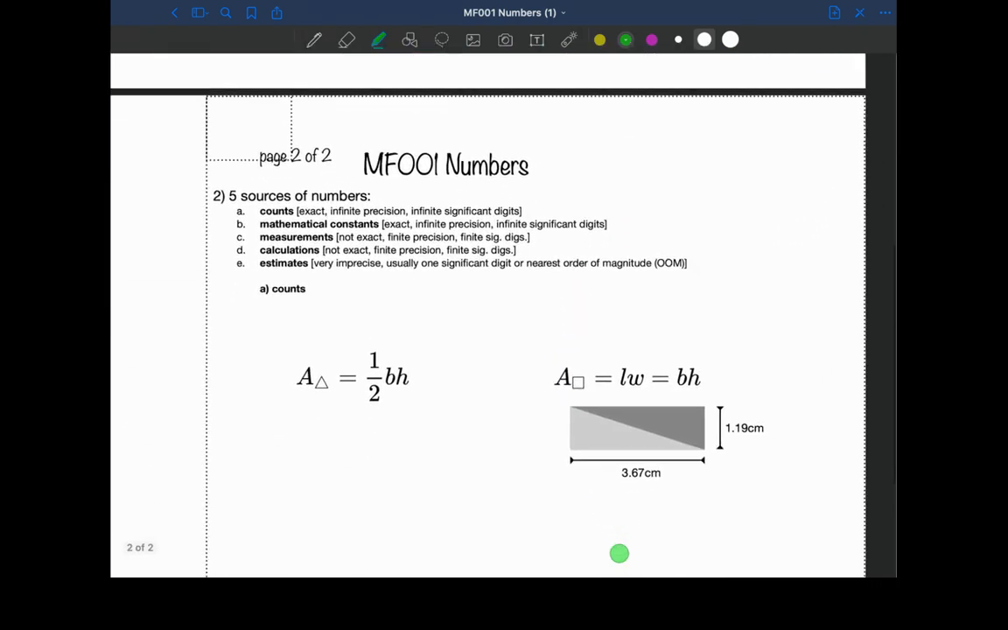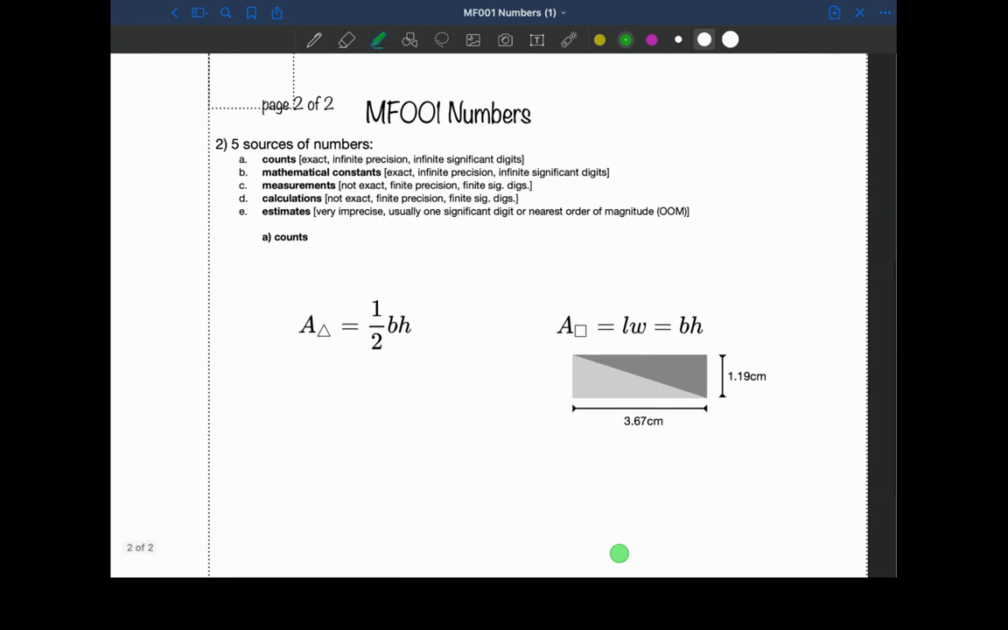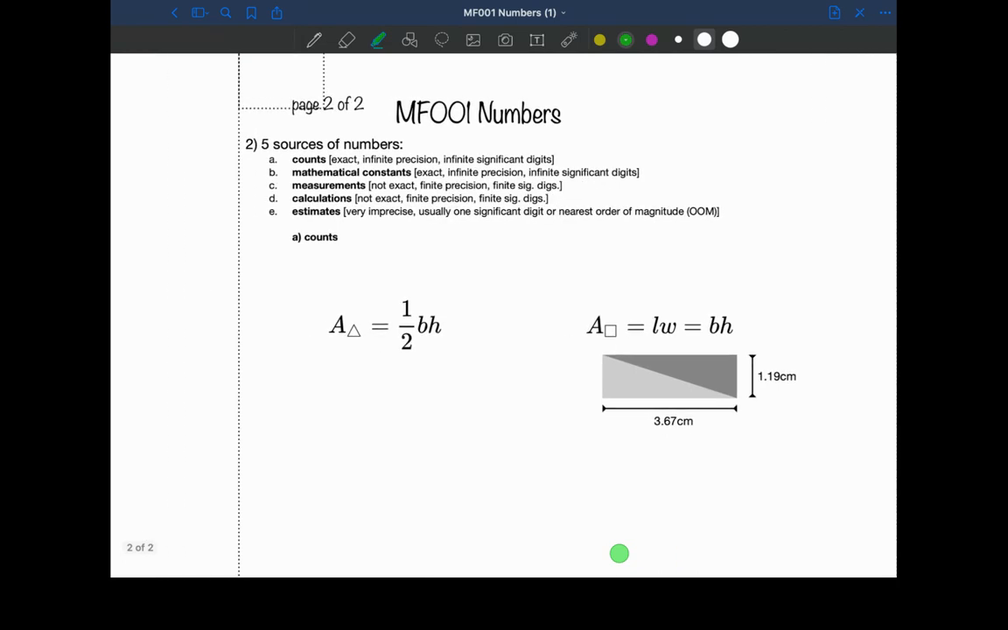So let's talk a little bit more about the sources of numbers and where they come from. Up until now, probably in your education, a number is a number is a number, whether it's a measurement or a count or anything like that. So we have already spoken about what counts are. Those things are exact. As such, they have infinite precision, which means they have an infinite number of significant digits.